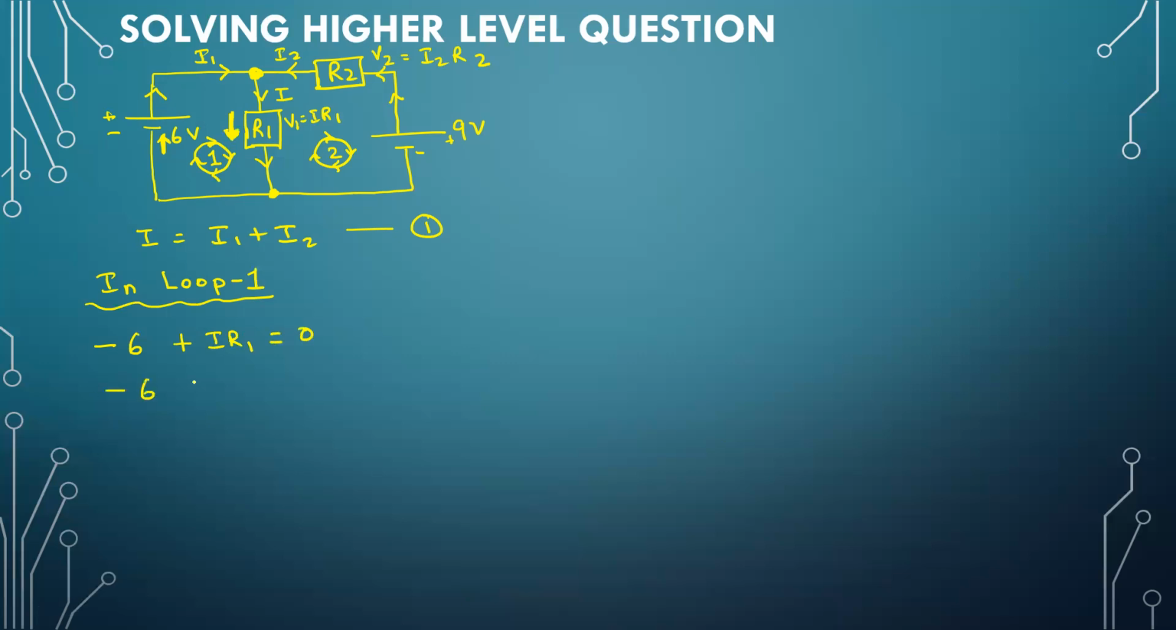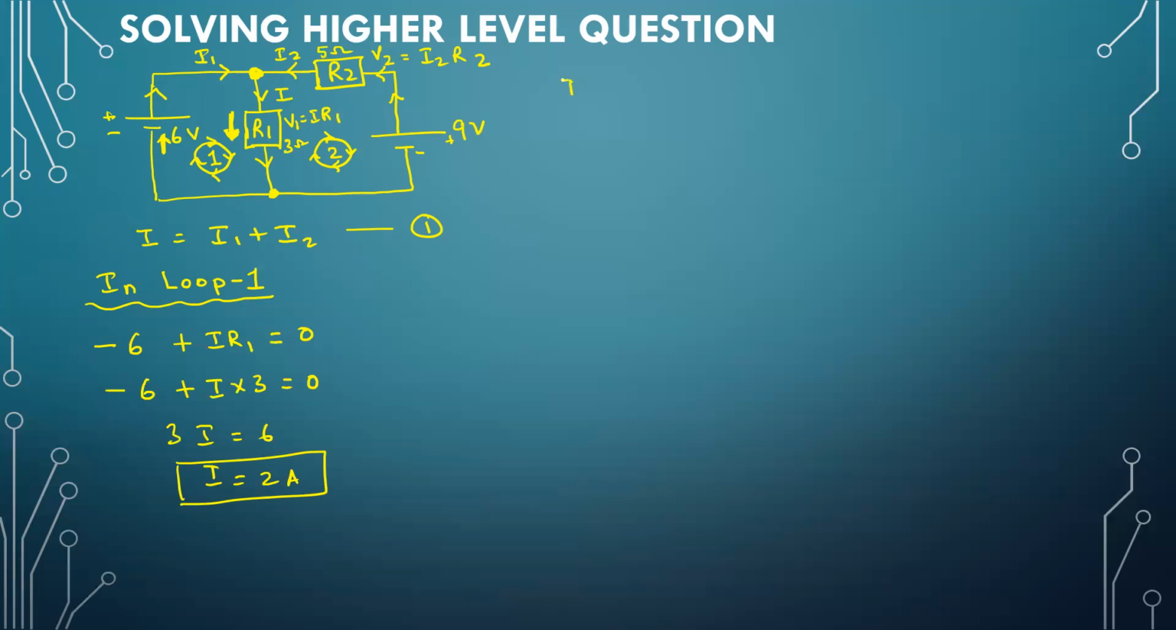So which means minus 6 plus I, which I don't know, R1, which let us take a value, something like say 3 ohm. And let us take R2 as 5 ohms. Okay, so which means into 3, that should be 0. So I can still solve this question. So all I have to do is 3I is equal to 6. So my I is 2 here, ampere. Okay, so I just got my I.